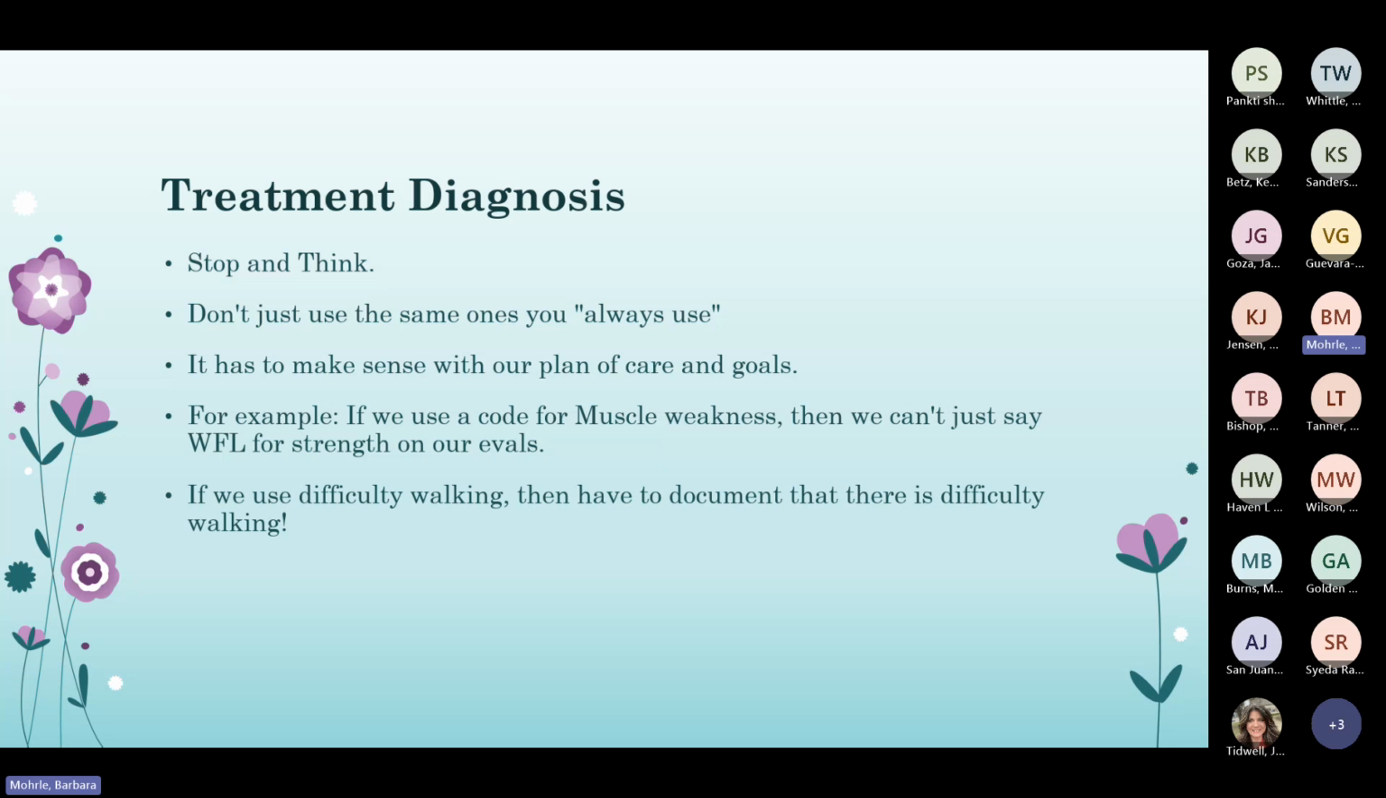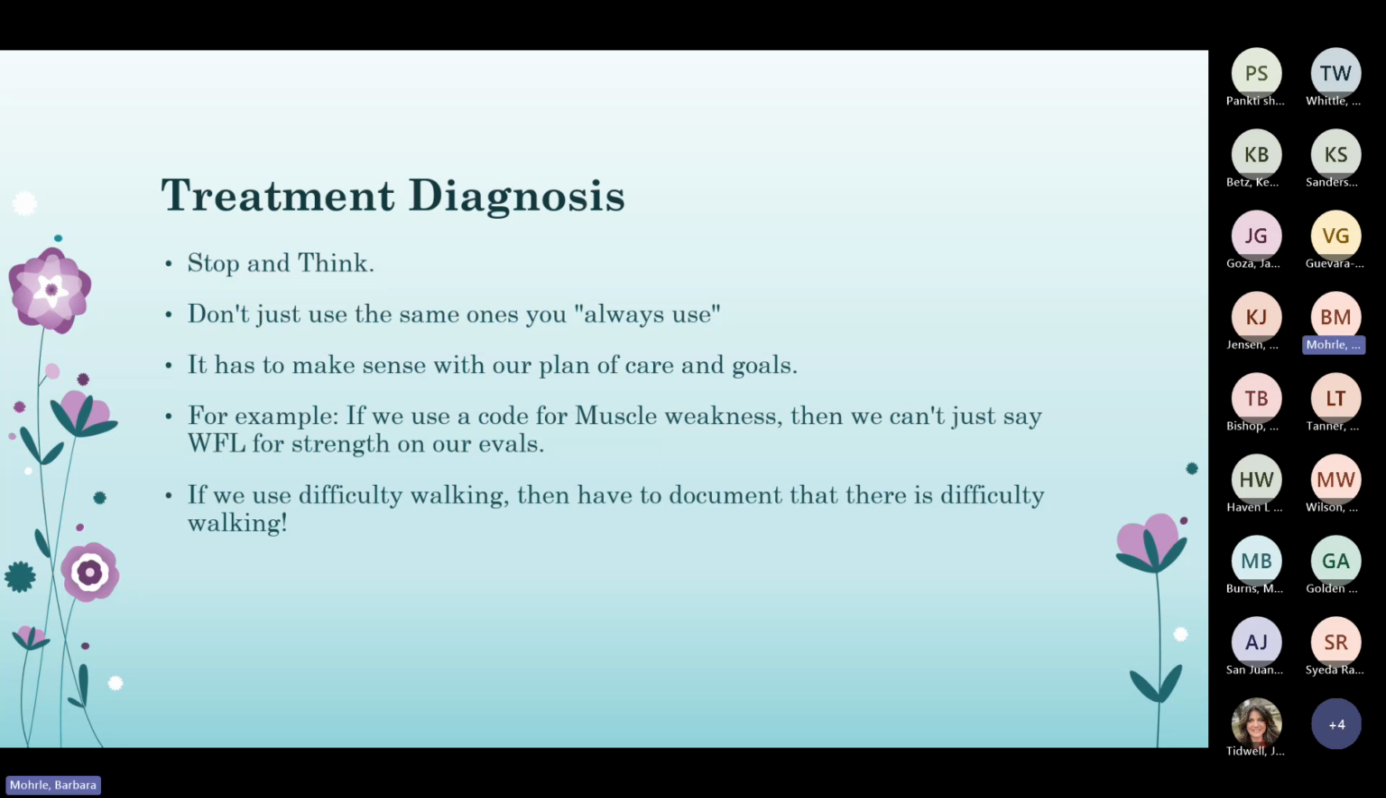It has to make sense with our evaluation, and it has to make sense with the goals that are written. So it should describe the problems that you identified on your eval, and it should support the goals that you've written for that patient. For example, if we use the code for muscle weakness, M62.81, as our treatment diagnosis, and then our evaluation says that the strength is within functional limits, then those two things don't add up. And when an auditor looks at that, they're going to say we're using a treatment diagnosis that has absolutely no justification on our evaluation.